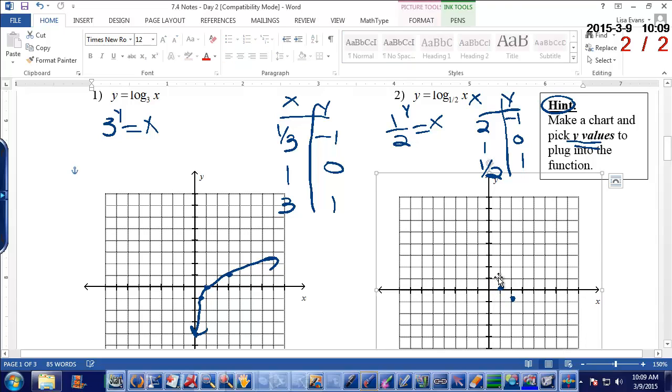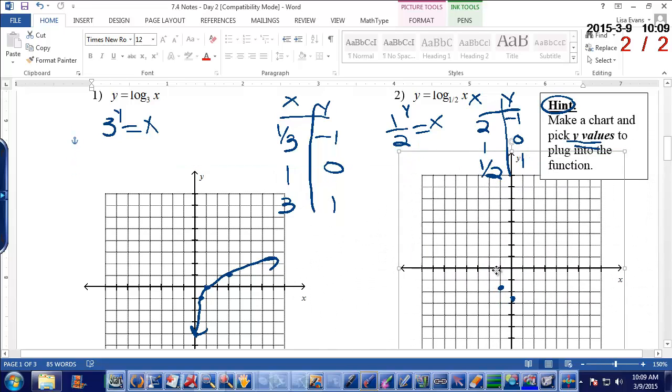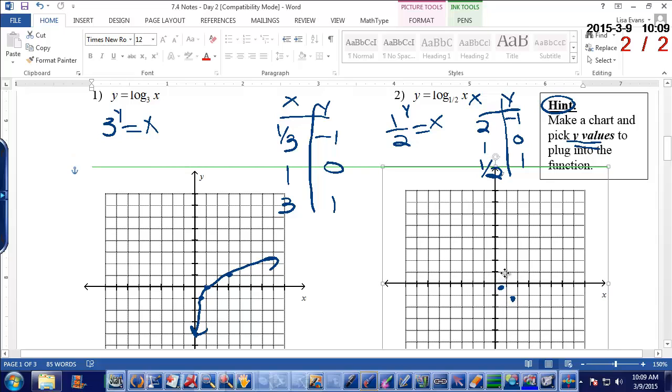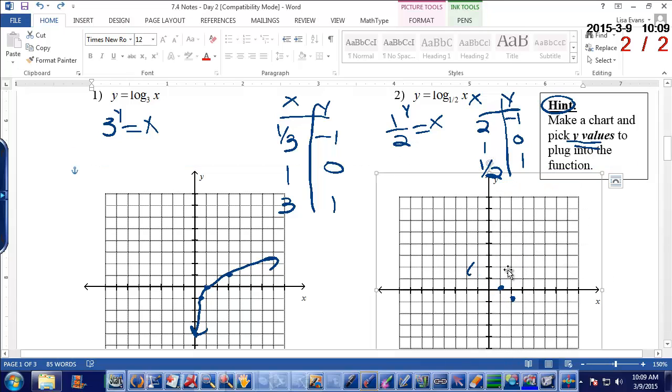So look at this one. Let me undo that real quick because my graph moved. Okay, there we go. Over 1/2, up 1. So it looks like this. Now, what's the difference between these two graphs? This one had a base greater than 1, and this one had a base between 0 and 1. That's the difference in why they look like they're going in different directions.